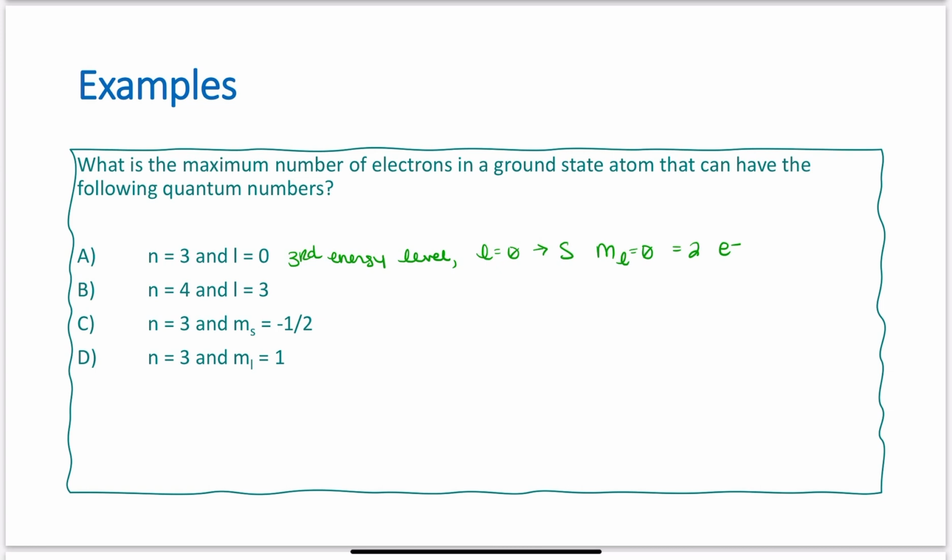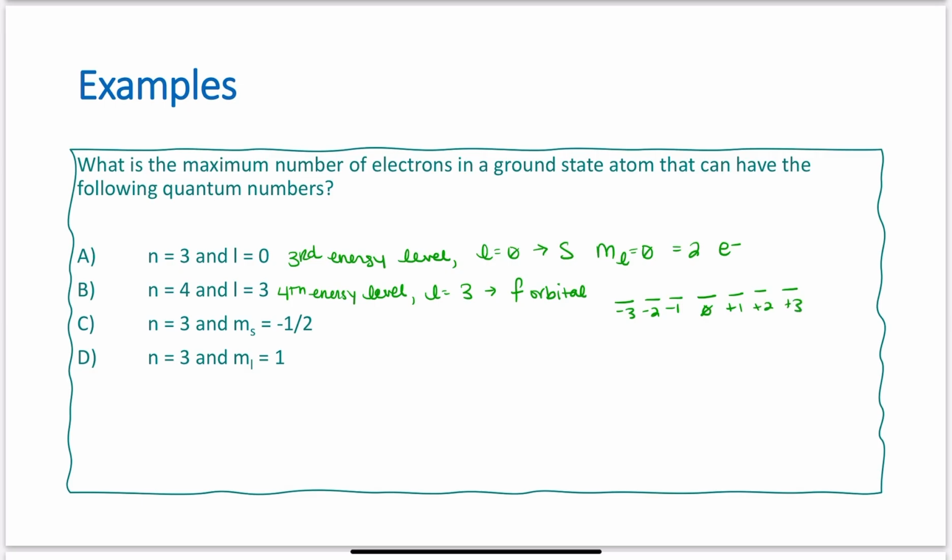And N equals 4 and L equals 3. N equals 4 means the 4th energy level. L equals 3 means an f orbital, which means I have M sub L values of -3, -2, -1, 0, +1, +2, and +3.